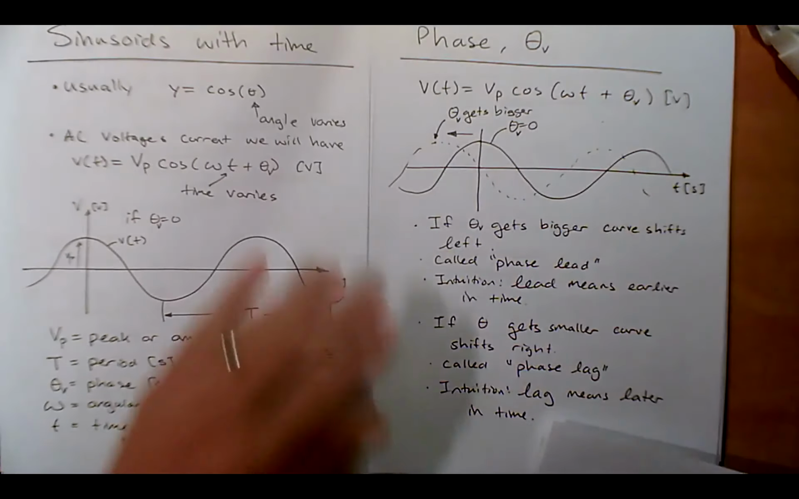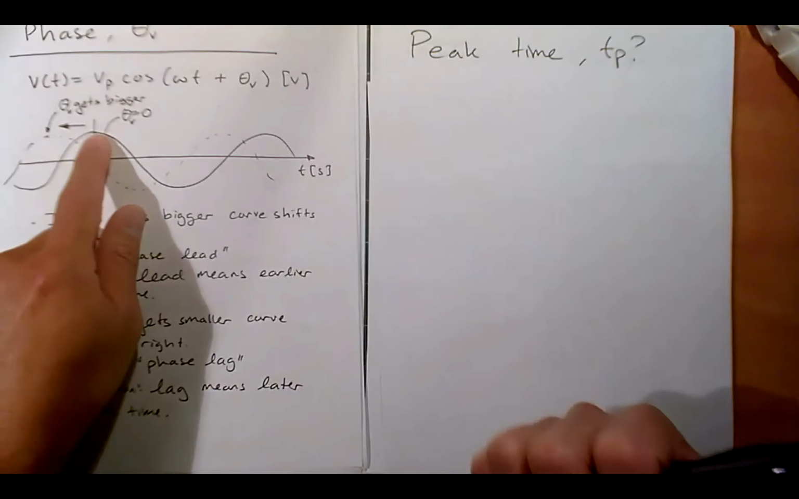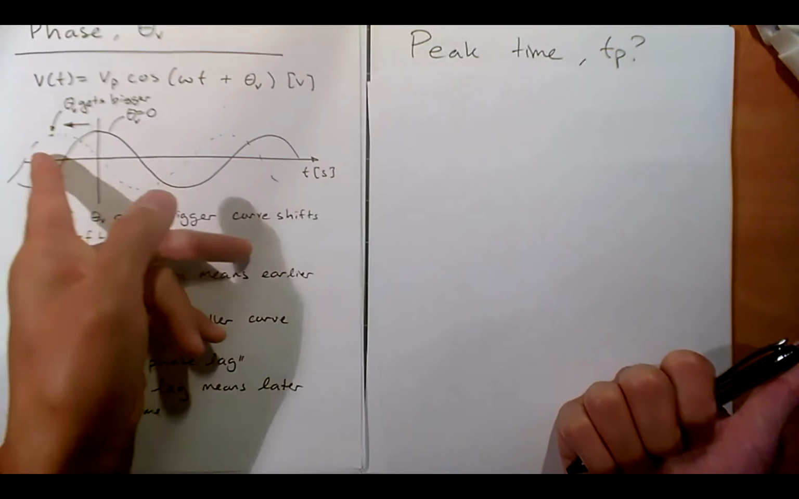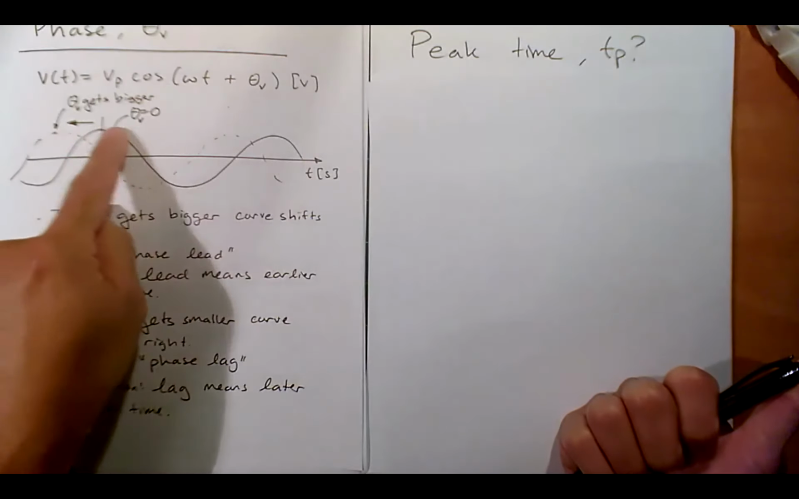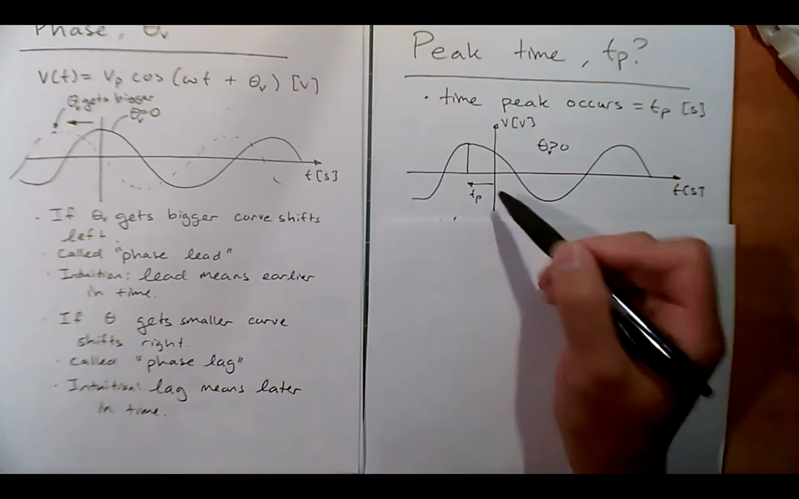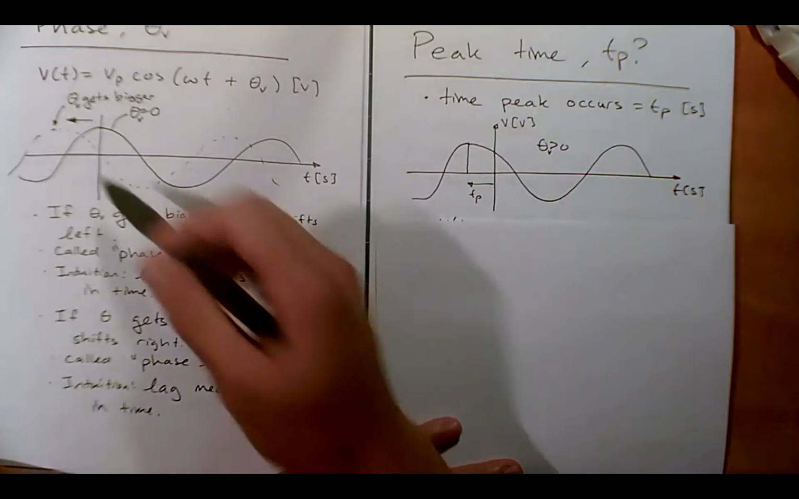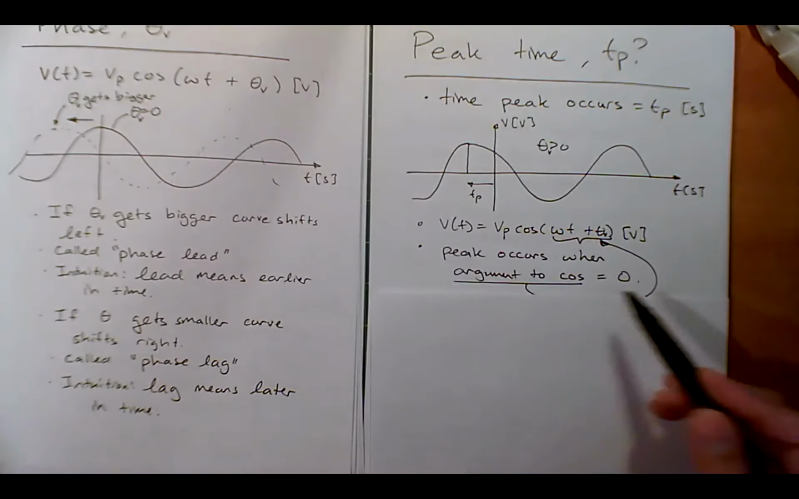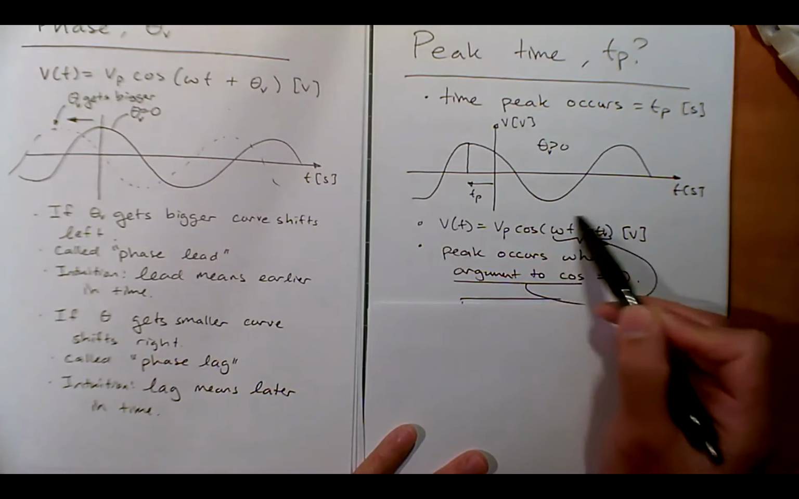Okay, now maybe another question would be, well, when does that peak occur? So this is the time on the x-axis when the peak occurs. At this point, you can see that the peak time is negative. If this shifted to the right, you could see that the peak would be positive, if that makes sense, okay? So the peak time occurs when what? When this guy inside is 0, right? Because that's what it takes for this to be at a peak, right? Cosine of 0 is the peak, okay? So the peak time occurs when the argument to the cosine is 0.